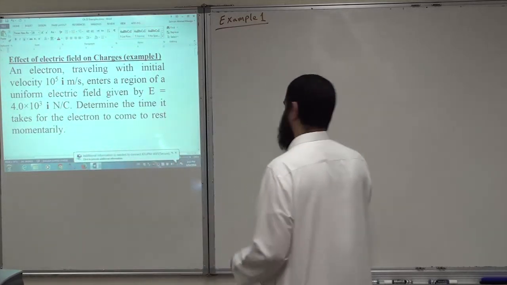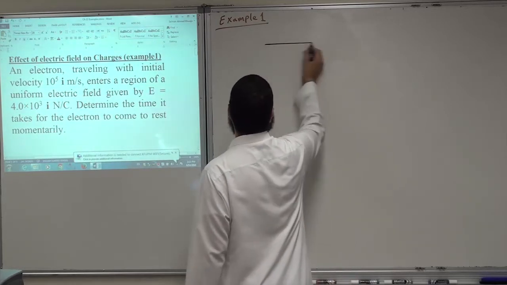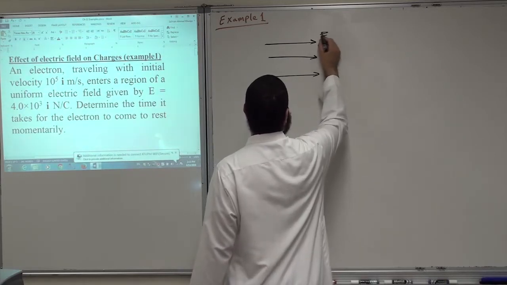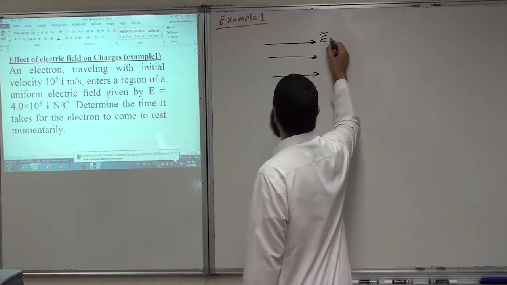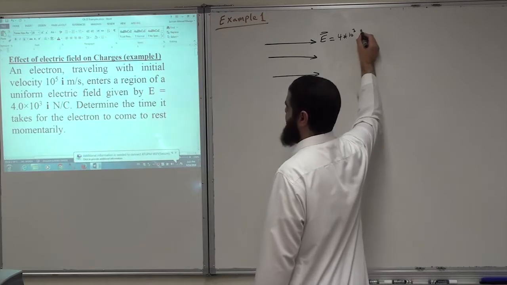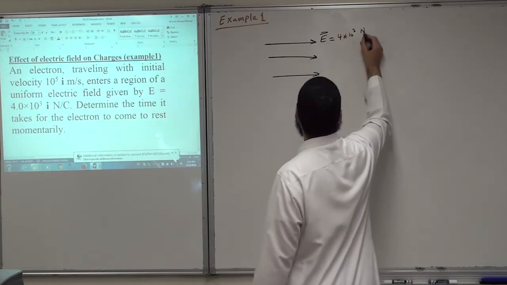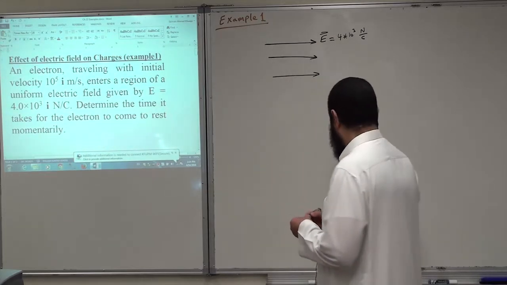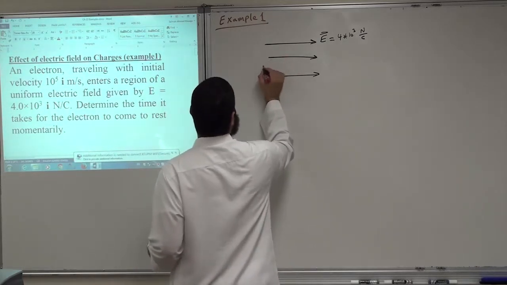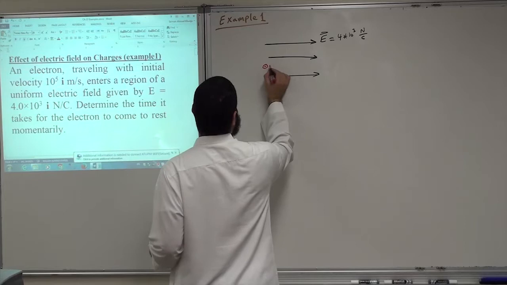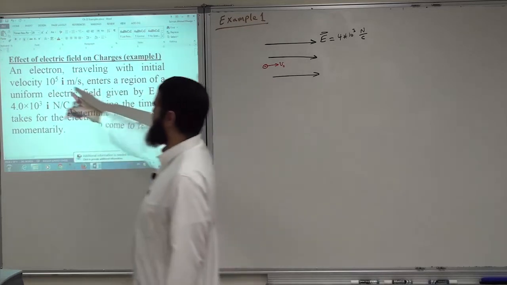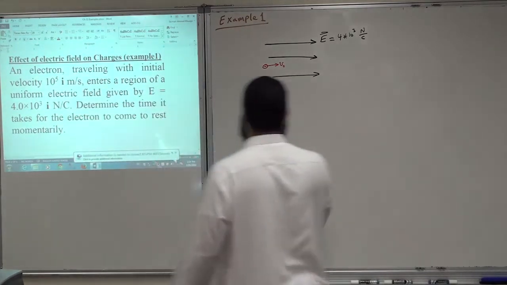Okay, so let us make a simple drawing here. This is the electric field. It is pointing in the positive x direction, and it has a magnitude of 4 times 10 to the power 3 Newton per coulomb. It is a uniform electric field. And this electron is coming with some initial velocity. So this is the electron, V0. And it is given that V0 is 10 to the power 5 meters per second in the positive x direction.